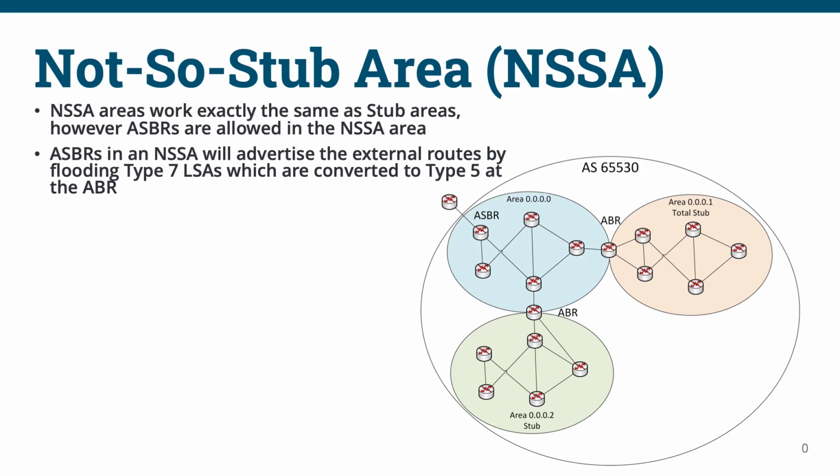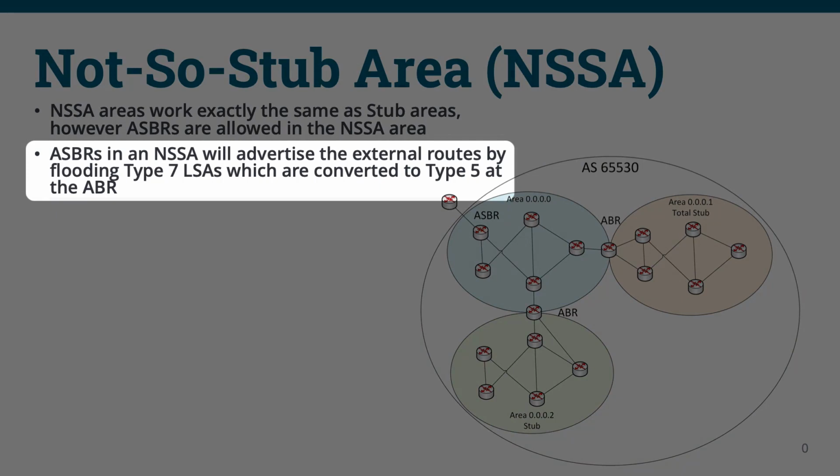NSSA area type. When the ASBR sends LSAs into the area, it will send them as a special LSA type, Type 7. These are LSAs which are identical to Type 5, though are used to allow external routing information to traverse an NSSA. When the Type 7 LSAs with the external routing information reach the ABR of the NSSA, the Type 7 is converted into a Type 5 LSA and flooded to the rest of the network.